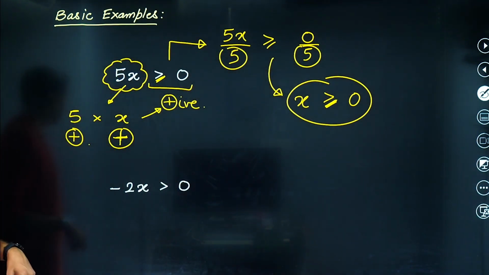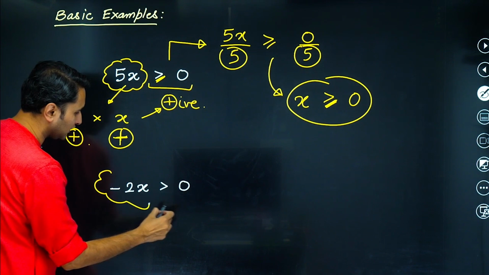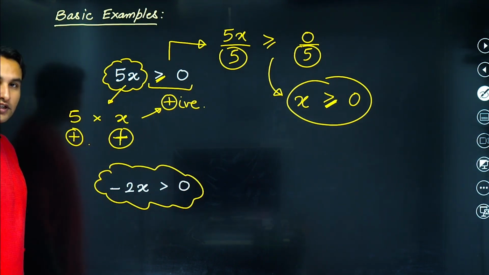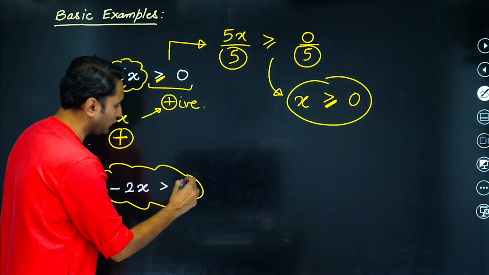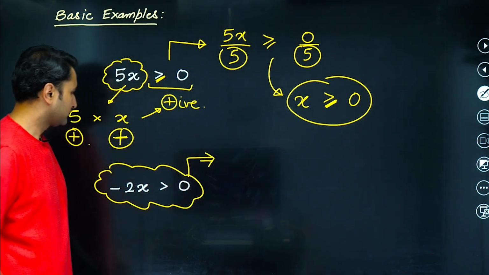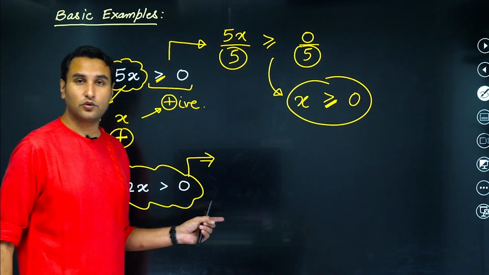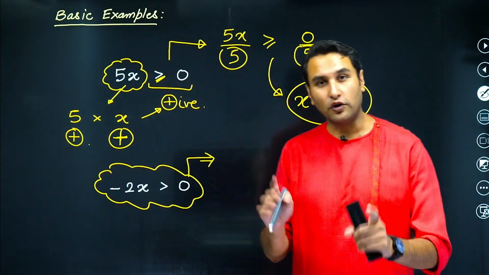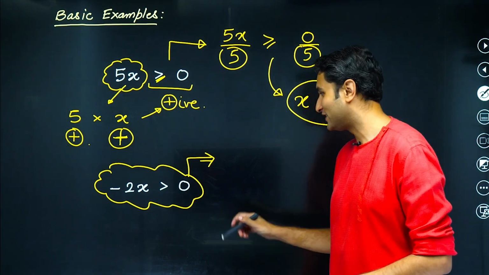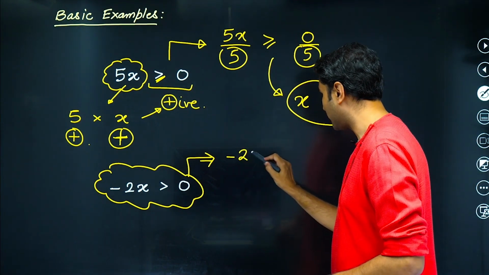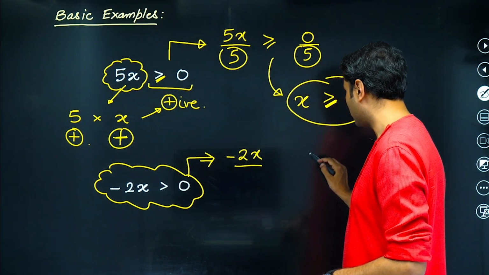Now let's look at this. Let's do the same thing logically as well as mathematically. Mathematically, bachcho, what will you do? Minus 2 is something that you don't like. So you will want to divide both sides by minus 2. Correct. So you want to divide both sides by minus 2.